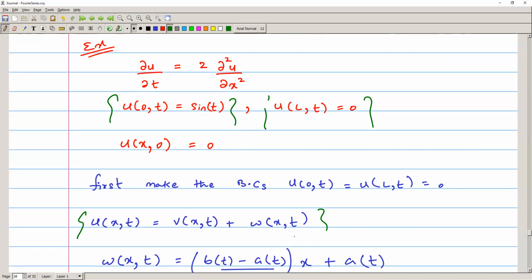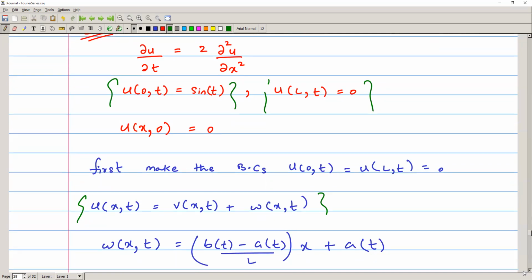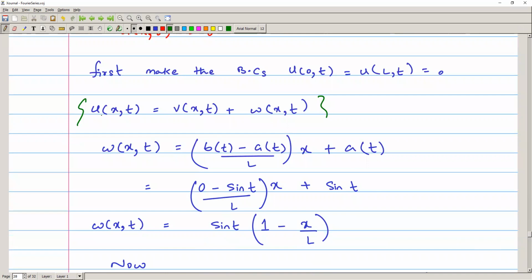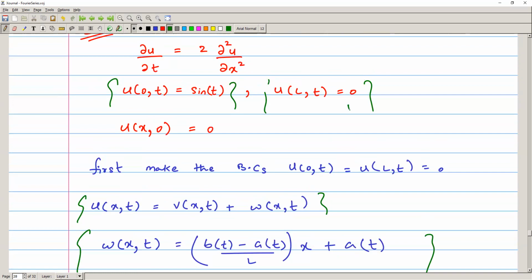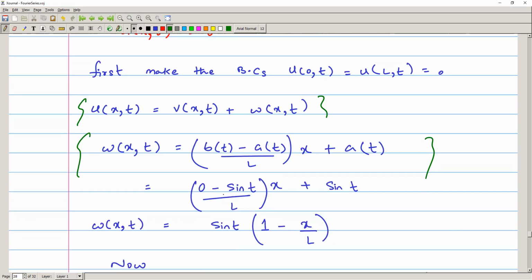Therefore, this equation has two parts of solution. One is v of x,t, then second is w of x,t. So for w of x,t, we have a very simple formula, that is b of t minus a of t over L. These are the boundary conditions, b and a. Here b is equal to 0. This is b and this is a, right? So here we can put b, so 0 minus sine t over L. L is given as L, so plus sine t, then w of x,t is equal to sine t times 1 minus x over L, right?